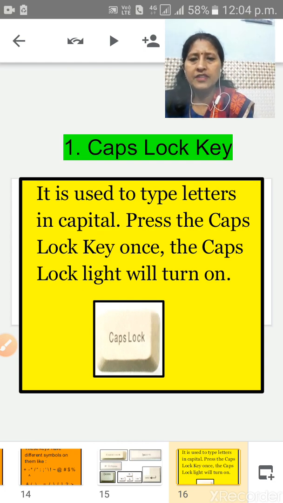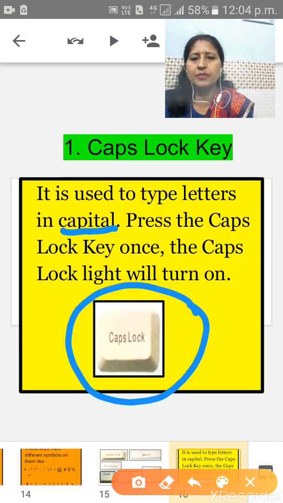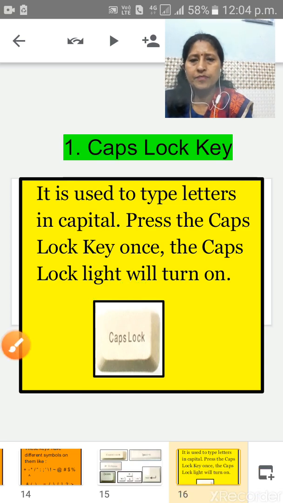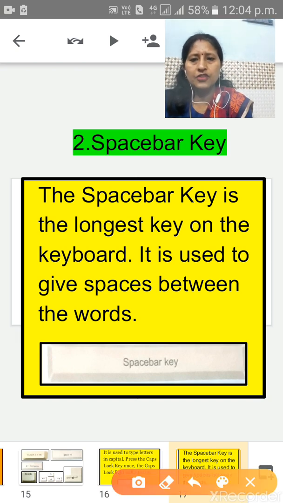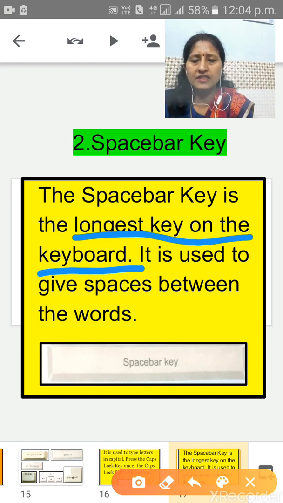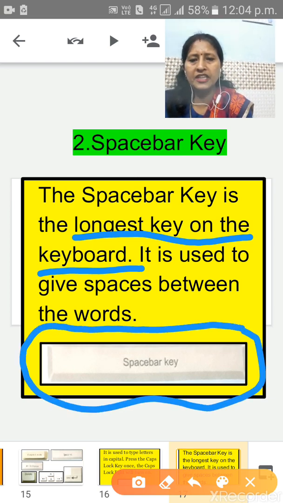The number 1 is caps lock key. Children, caps lock key is used to type letters in capital. Press the caps lock key once, the caps lock light will be on. This is the picture of caps lock key. The second special key is space bar key. Children, the space bar key is the longest key on the keyboard. It is used to give spaces between the words. Children, this is the picture of space bar key.